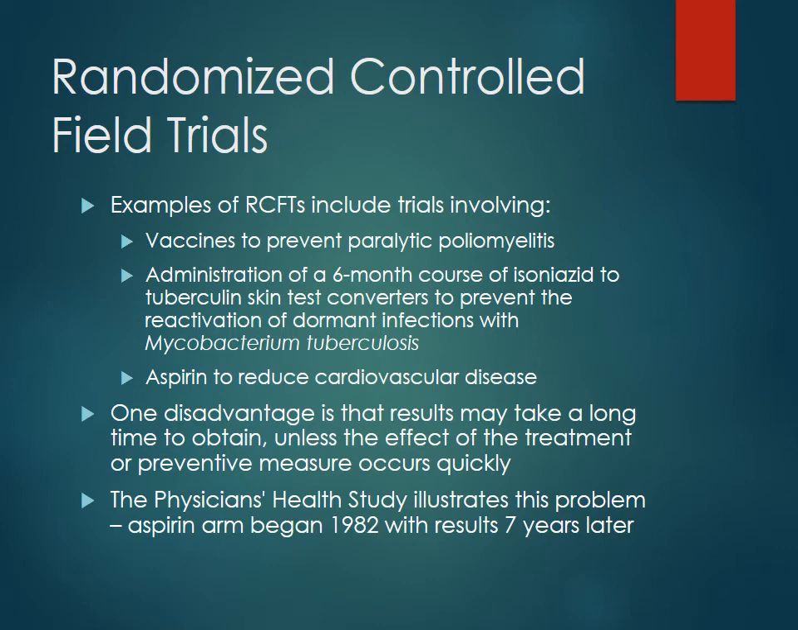One disadvantage is that the results may take a long time to obtain. So again, if you're looking at the new cardiac events that are occurring after giving aspirin, how long do you think that trial might have to take? Like 6 months? Probably years. Yeah, years, like 5, 10, 20 years, because there are latent or indolent diseases that take a long time to manifest. So again, these are going to be a lot longer and potentially a lot more costly to run. For example, the Physicians' Health Study that we mentioned, the aspirin arm began in 1982 and had results after 7 years. So again, these could take a while.